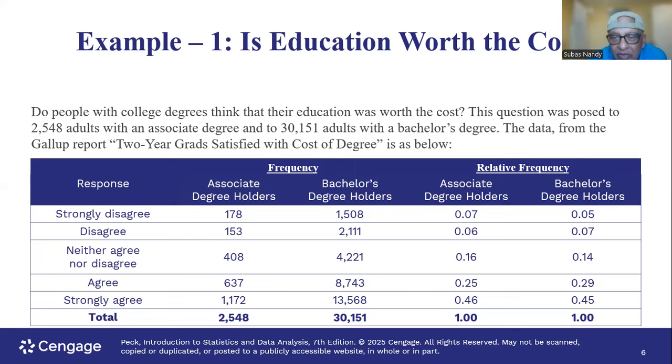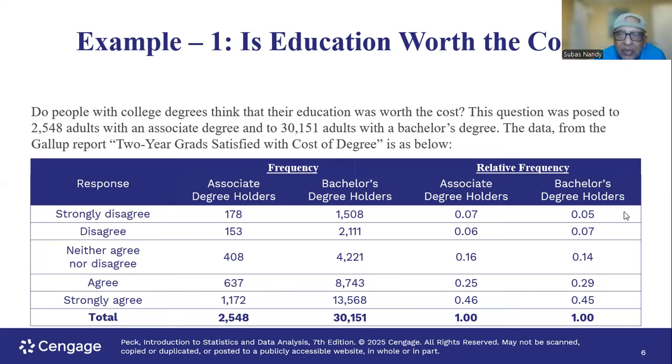Okay. So generally, look at the different categories, they're about the same in the associate degree holders and the bachelor's degree holders. Not much difference, except in the bachelor's degree holders, if you look at the agree category, the relative frequency is 29%, whereas for the associate degree holders, the relative frequency is 25% or 0.25. Slight bit of difference, and also slight bit of difference in neither agree nor disagree.